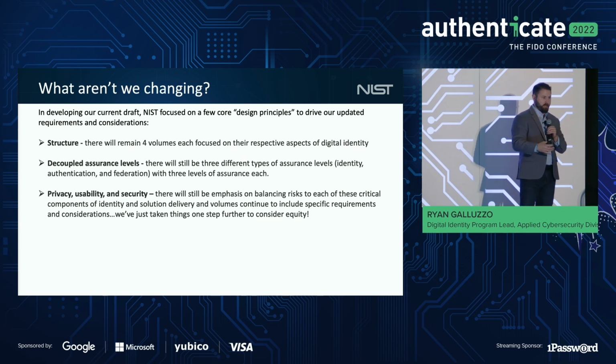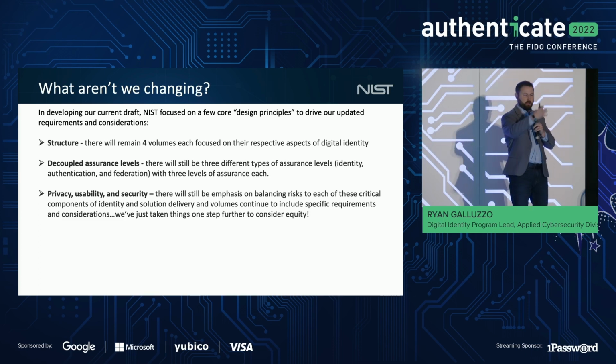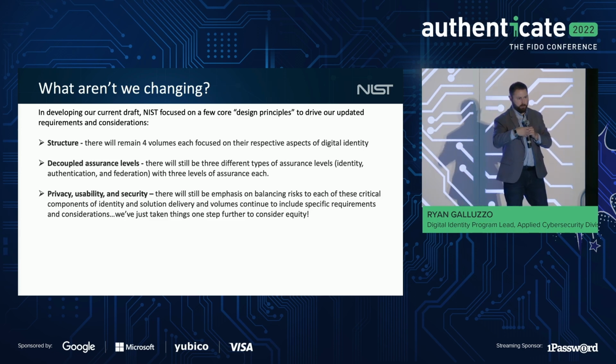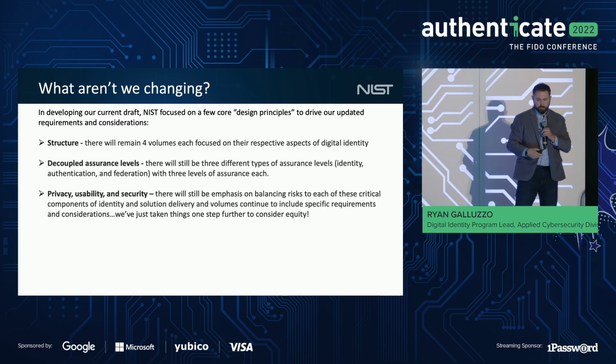One of the major changes between the original, we'll call it -2 of 863, and what came out in -3 was that we went from these monolithic LOA 1 through 4 to different assurance levels provided for identity assurance, authentication assurance, and federation assurance. We're maintaining that model. We're maintaining the 3 areas. We're also maintaining within those 3 different tiers, IAL1 through, or rather XAL1 through XAL3.